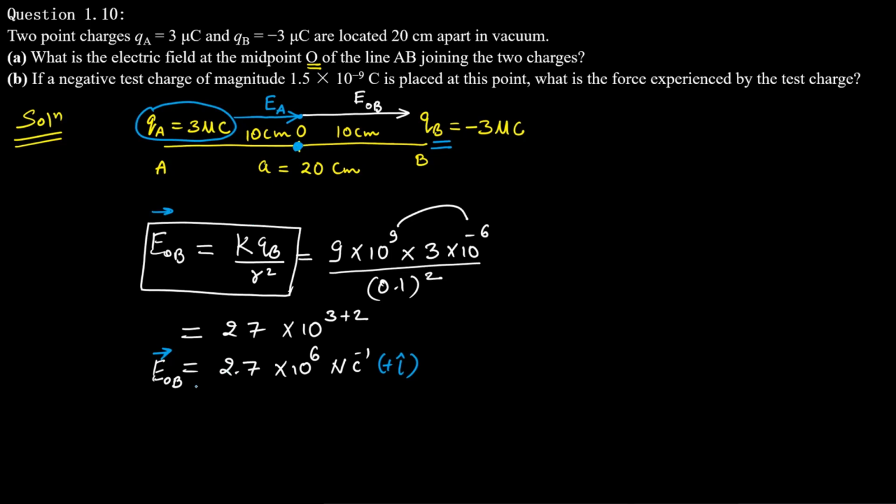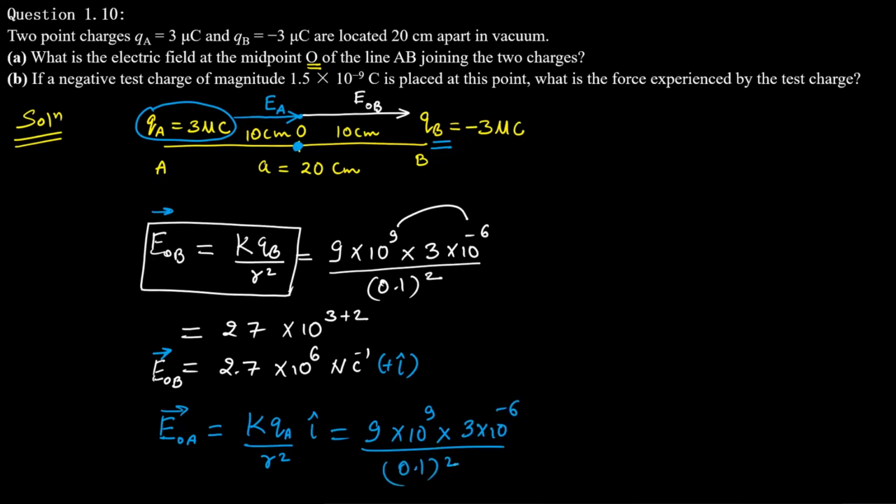ठीक है. So now A to O पे A चेक किया हमने, तो ये वेक्टर लगा दिया again: K QA upon R square and this is I cap. Again K 9 into 10 raised to 9, QA will be 3 into 10 raised to minus 6 और नीचे वही 0.1 whole square. तो कैलकुलेट नहीं कर रहे हैं because value will be same. Okay, so it is OA and the value is 2.7 into 10 raised to 6 Newton per coulomb I cap.